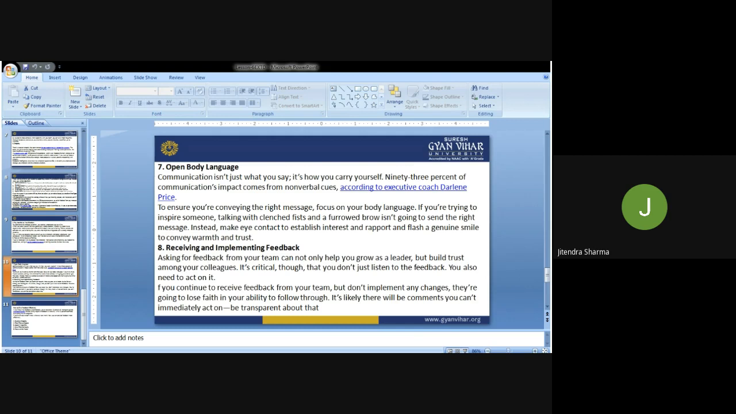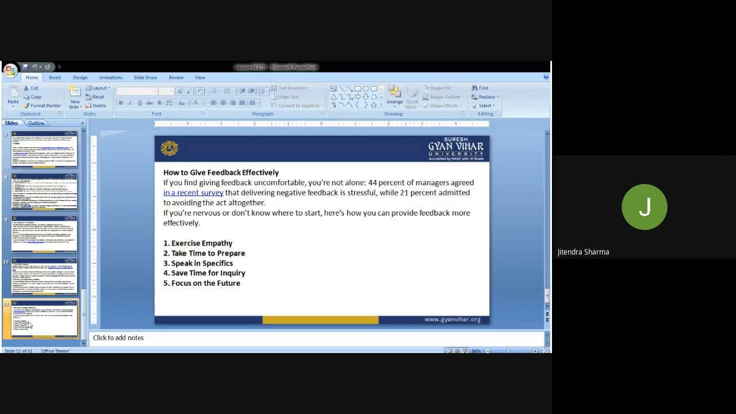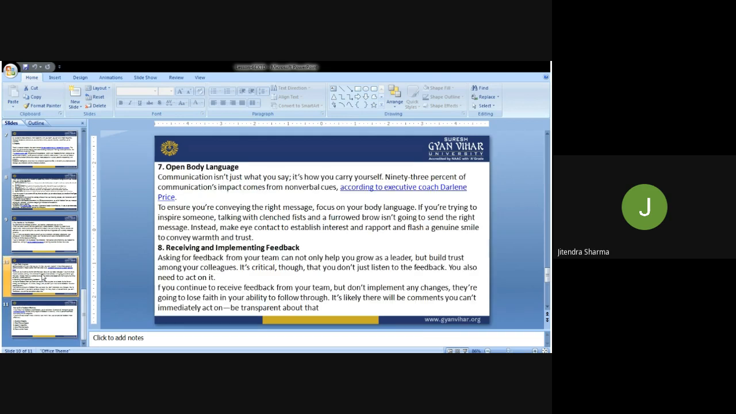So receiving and implementing feedback is also very important. That is why I have discussed how we can handle feedback effectively. Let us first look at receiving and implementing feedback. Asking for feedback from your team can not only help you grow as a leader, but build trust among your colleagues. It is critical that you don't just listen to feedback. You also need to act on it, because if you are not acting on time on the feedback you have received from your teammates, then it will give negative feedback.